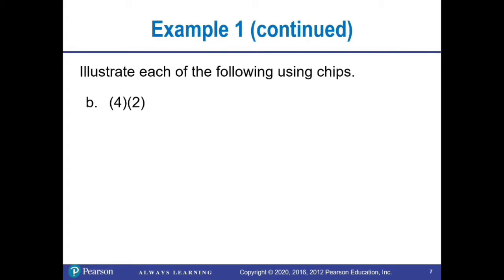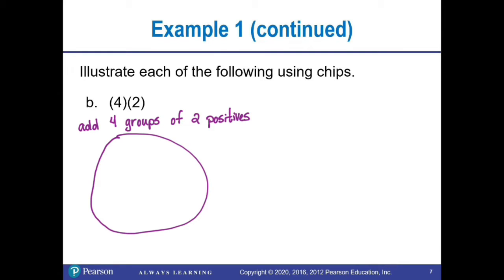Let's look at another. So let's suppose we have 4 times 2. The first number is positive, so that tells me to add. And the first number also tells me how many groups, so I'm adding 4 groups. The second number tells me how many are in the groups and whether I have positives or negatives. So here I have 2 positives in each group. So draw your set, and then I'm going to add 4 groups of 2 positives. So here's a group of 2 positives, 2 groups, 3 groups, and 4 groups of 2 positives. That gives me 8 positives for a total of positive 8.